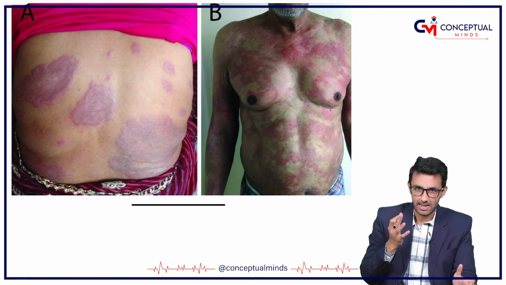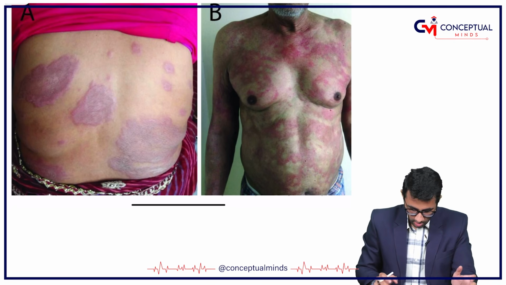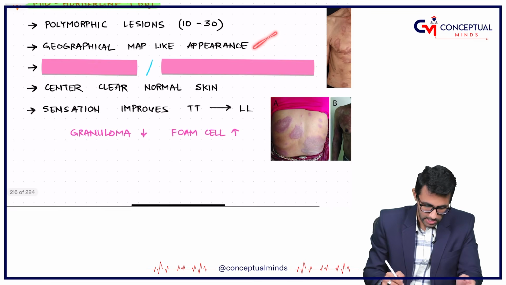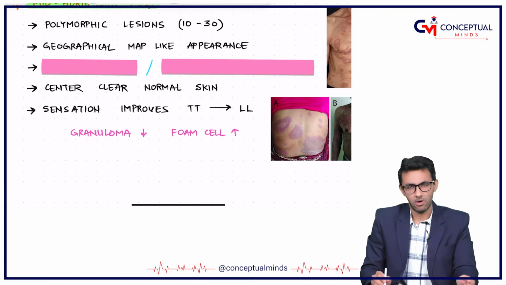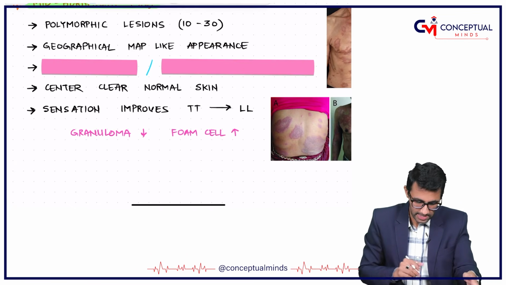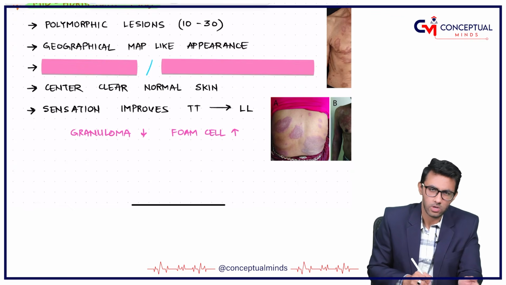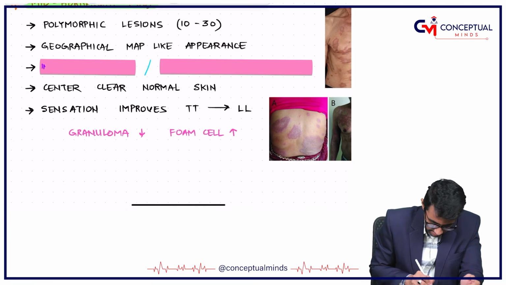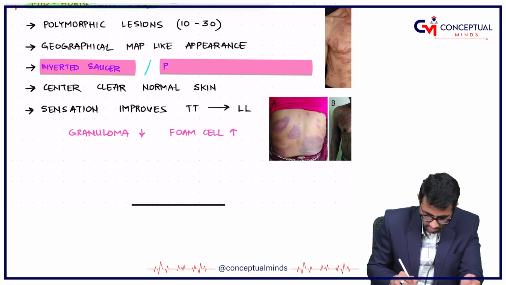Okay, the redness means the body is actively trying to manage the condition. All right, so we go on to that. They have the geographical map like appearance. Yes, and about this, because this is a BB type, it has the features of both sides. So that is the reason it has an inverted saucer shape appearance. Let me write that: inverted saucer shape appearance, or a punched out appearance.